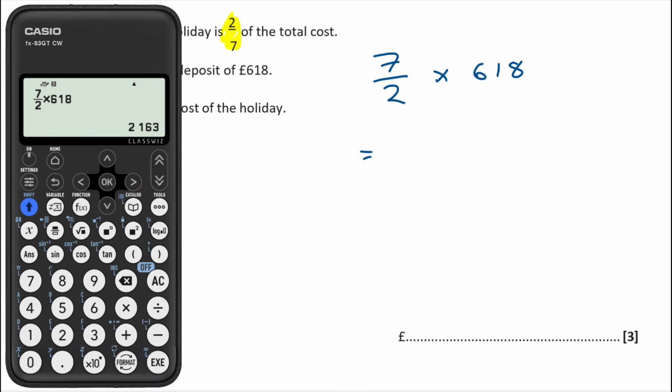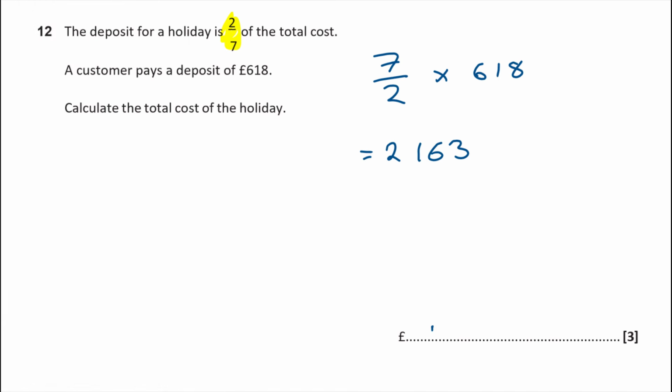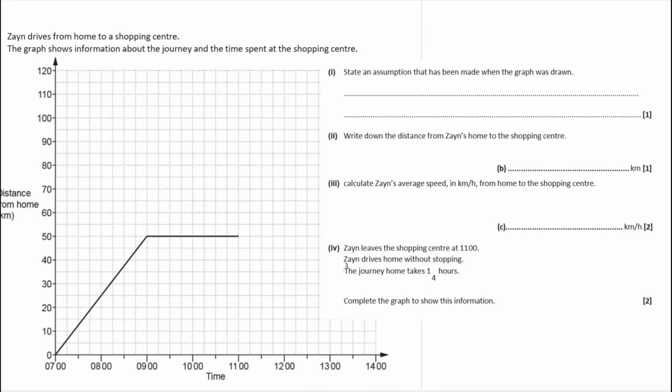Now, according to my calculator, that is £2,163 then. Okay, so just to double check, if you take 2163 and you times it by 2/7, you're going to get the deposit of 618 back again, aren't you? So that's good. Question 13.